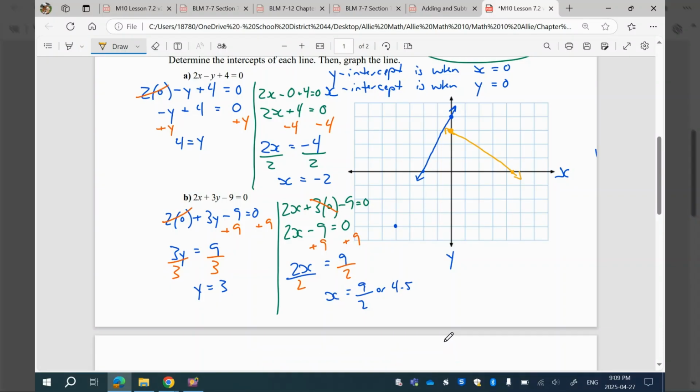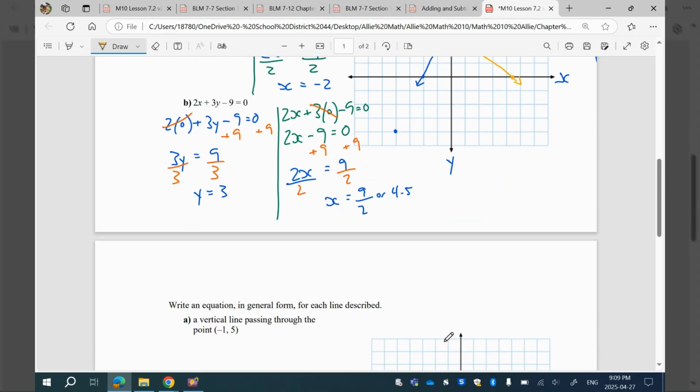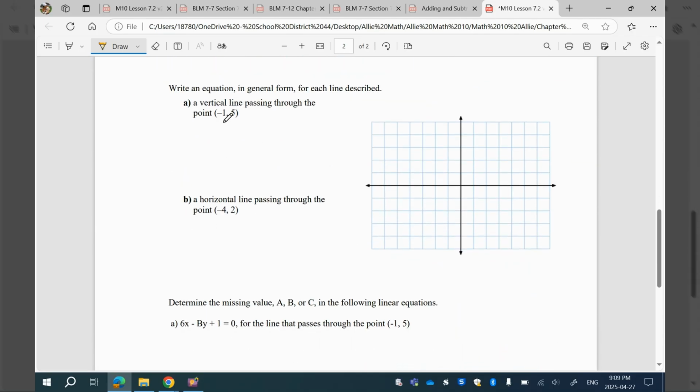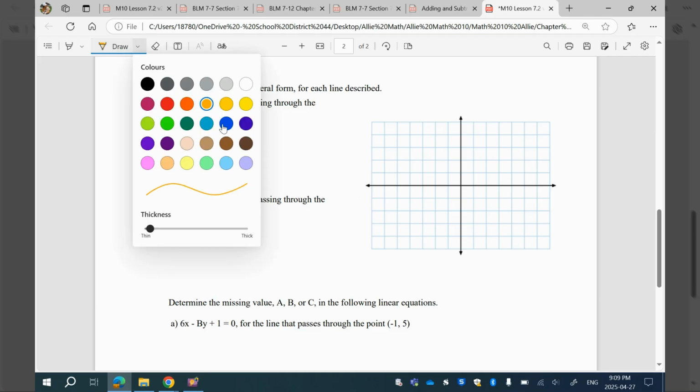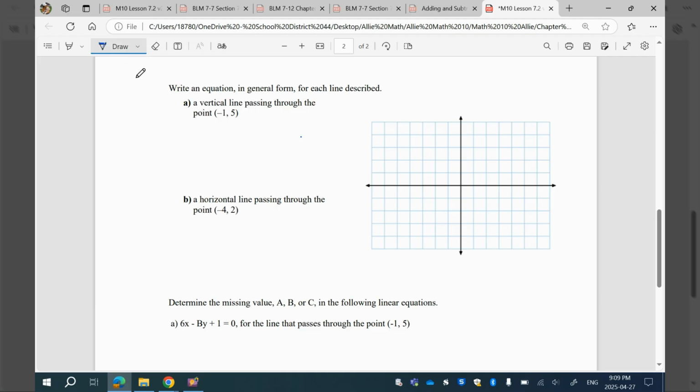So there's our line. Let's do the last page here. This next one shouldn't take us too long. It says write an equation in general form for each line described. So we got a vertical line that passes through the point -1, 5.